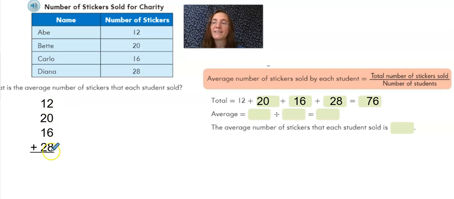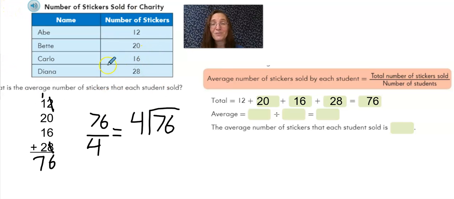So I like to stack them like this. Your book will sometimes have you write them out in this fashion. I like to look for friends of 10, and I immediately see that 8 plus 2 is 10, so I'll regroup that, and 0 plus 6 is 6. To count up my tens place, 2 plus 2 is 4, 5, 6, 7. So the kids sold a total of 76 stickers.